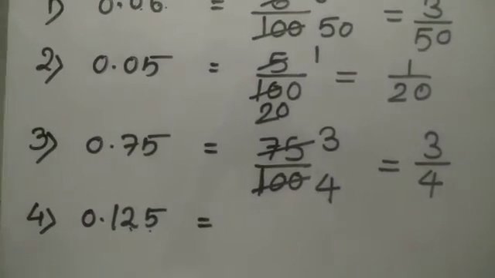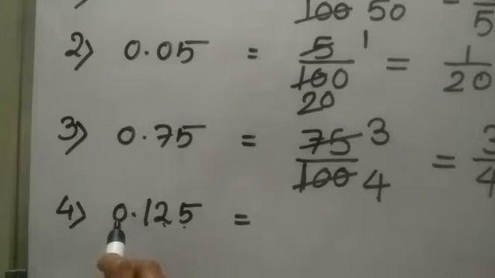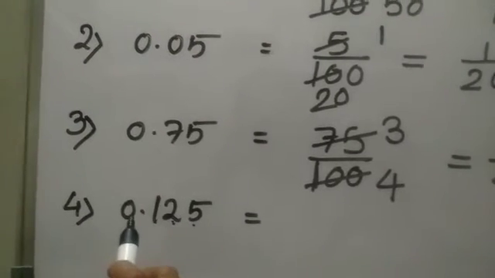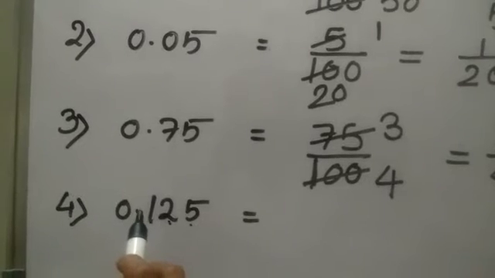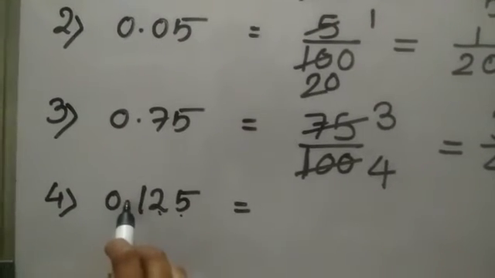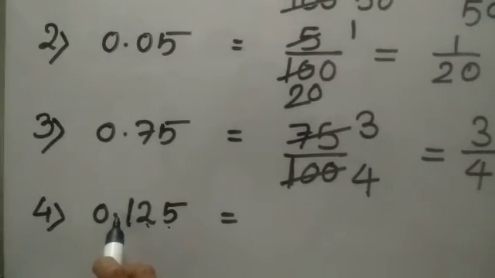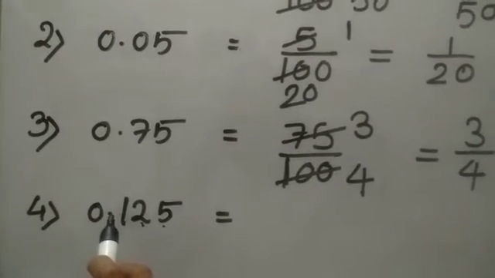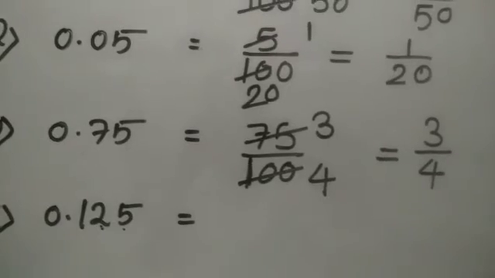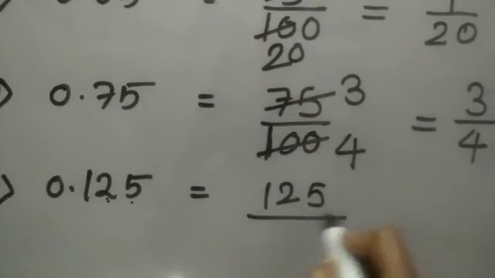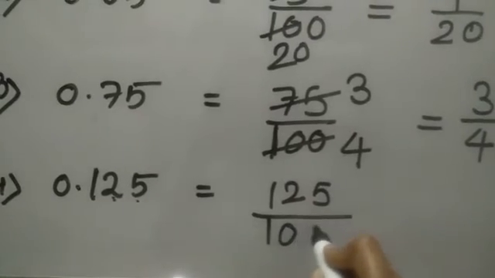And now the last one. The decimal number here you can see is 0.125. Now in this decimal number there are 3 digits after the decimal point, right? So when you remove the decimal point while writing the fraction, 3 zeros will come down. Hence the fraction form will be 125 divided by 1000.